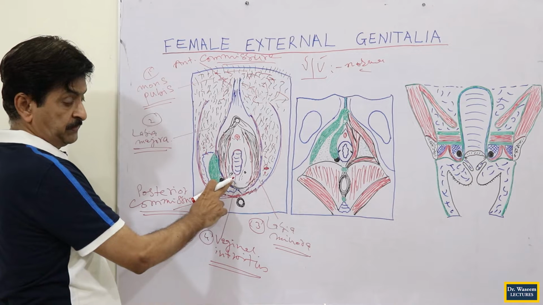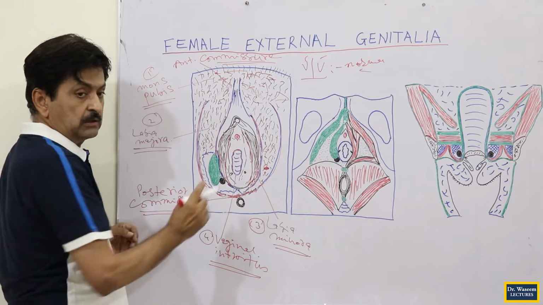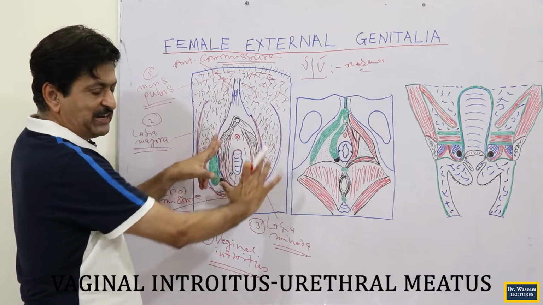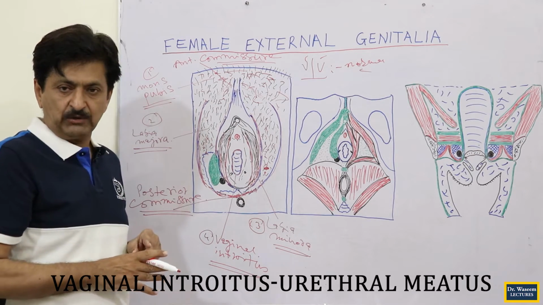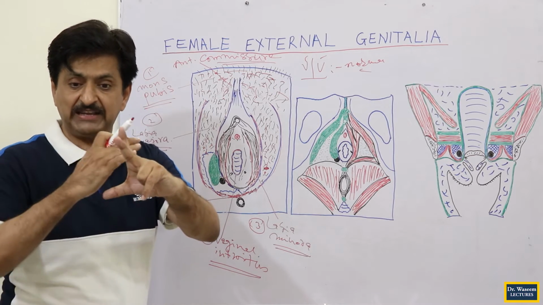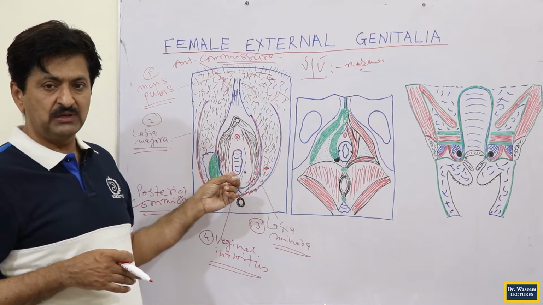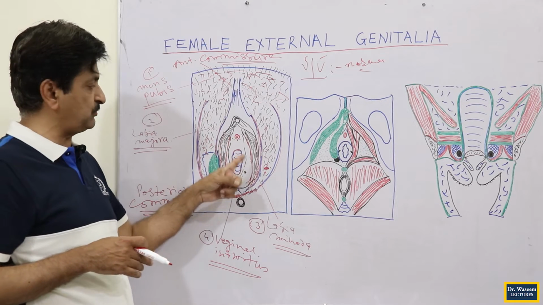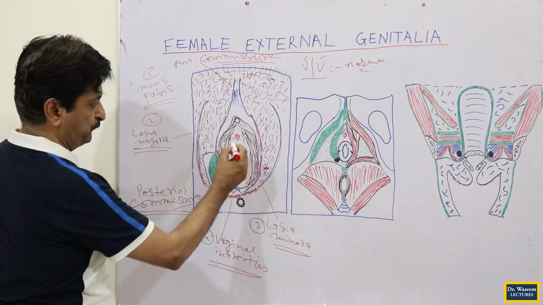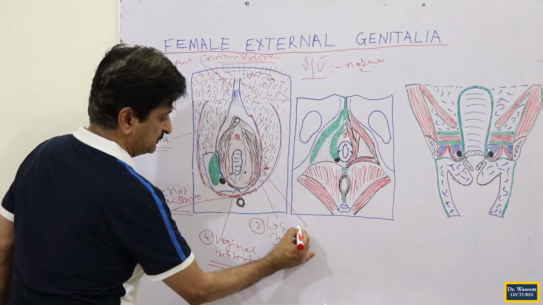Just anterior to the vaginal introitus you will find another opening called the urethral meatus. These two major openings are in the vestibule, cordoned from two sides by the labia minora. From two sides the labia minora is there, and whatever gap you see between them is called the vestibule. In that vestibule opens the vaginal orifice, and anterior to the vaginal orifice or introitus we have the urethral meatus. So the fifth thing is the urethral meatus, or urinary opening.